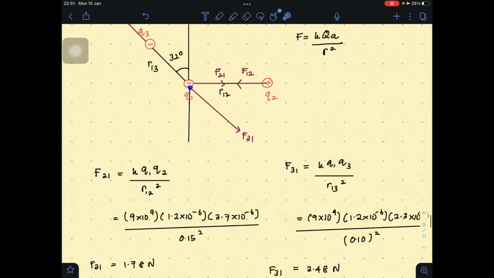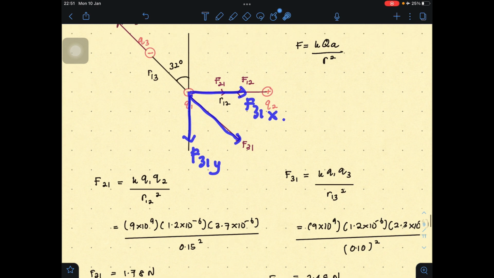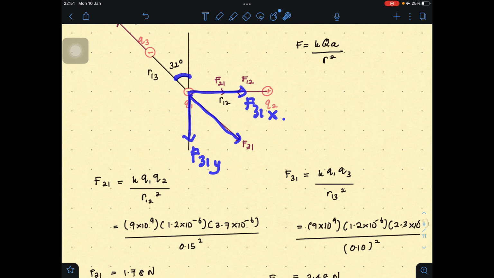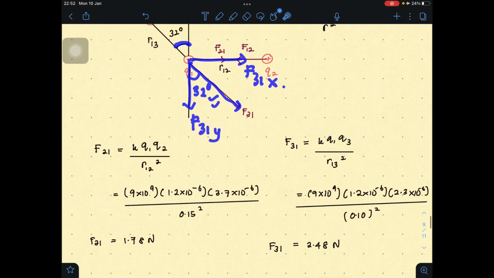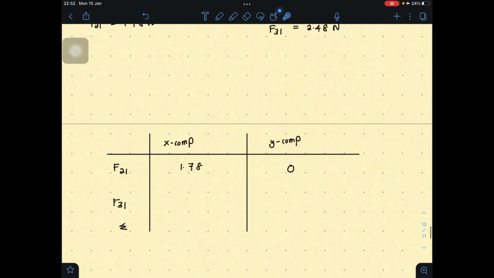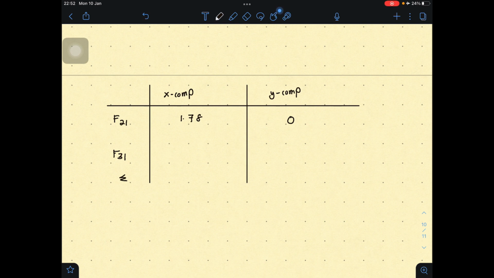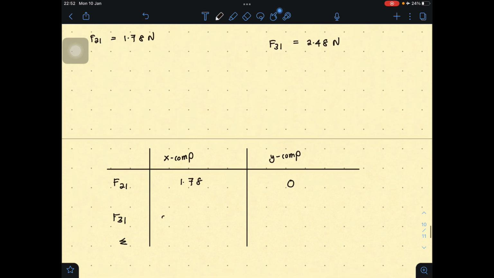Now F31, this one here, akan ada F31Y dan F31X. Okay, kita kena resolve into two component. Okay, so now, since we are given the angle here 32 degree, so dekat sini pun is 32 degree. So now, untuk X component, it is going to the right, so it is positive. Y component going downward will be negative. So X component is positive 2.48.